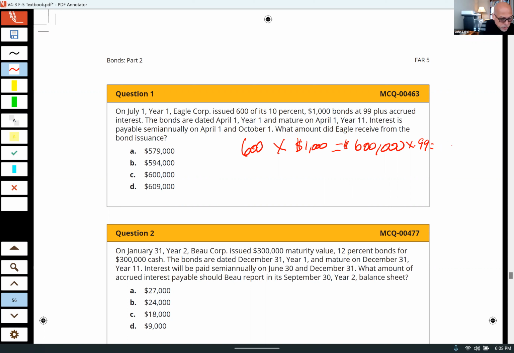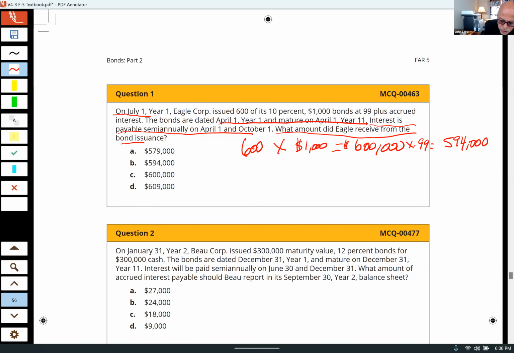You'll see that that's a pretty easy thing to get used to if you haven't dealt with that much before. When you look at some of your homework questions, you'll get real good at that. So that's that 594,000. Then they tell us the bonds are dated April 1st, year 1, mature April 1st, year 11, which wasn't relevant for us here. And then interest is payable on April 1st and October 1st. And they want to see what they would receive from the bond issue.